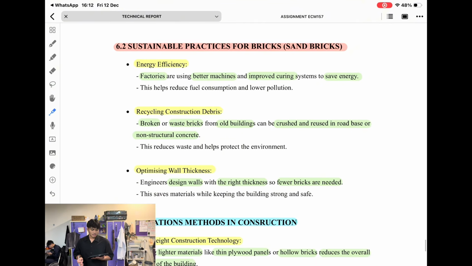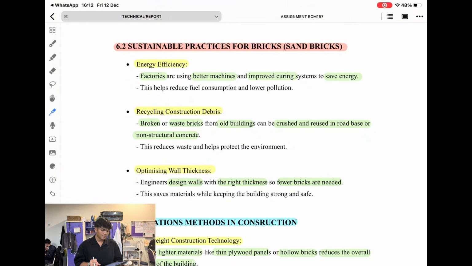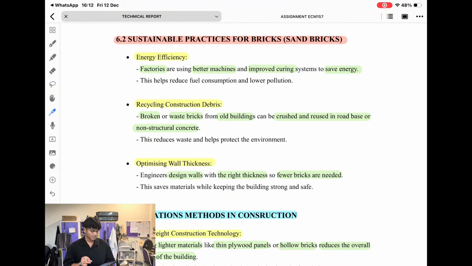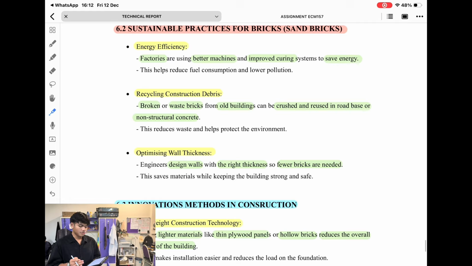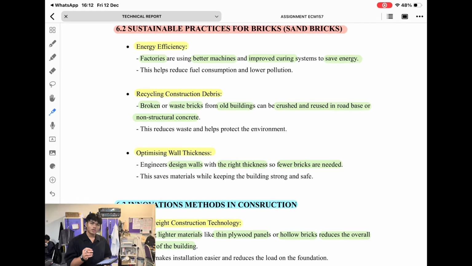For bricks, there is energy efficiency because factories nowadays are using better machines and improved curing systems to save energy. This helps reduce fuel consumption and lower pollution. This also can be recycled and reused from construction debris. Broken or waste bricks from old buildings can be crushed and reused in road base or non-structural base.